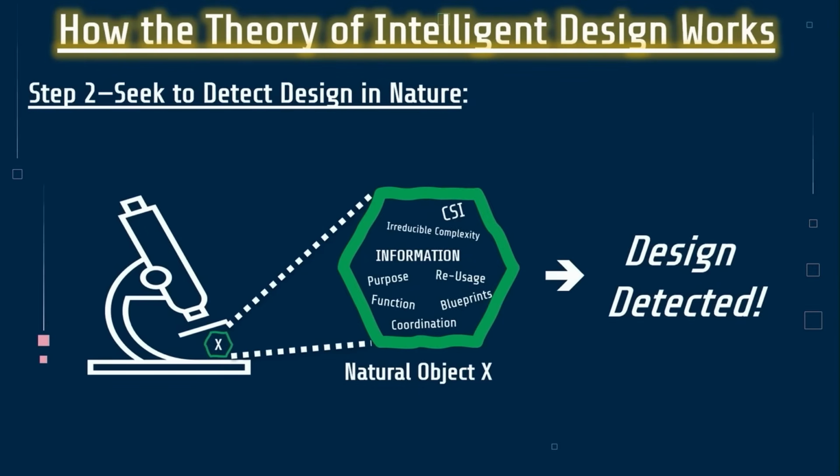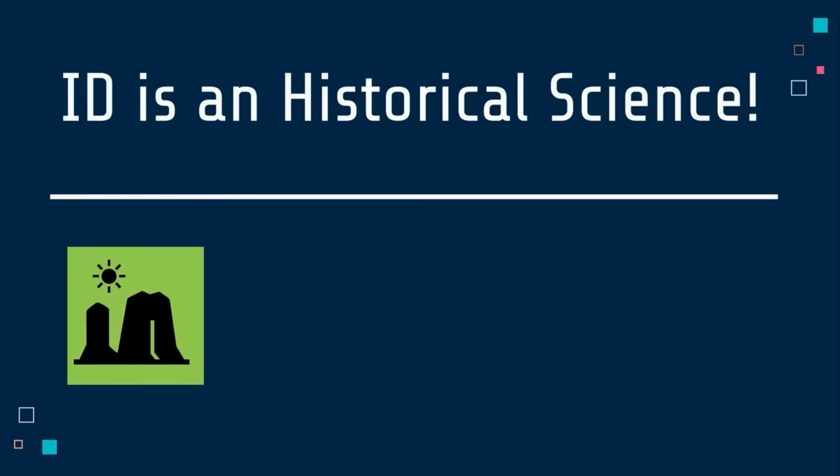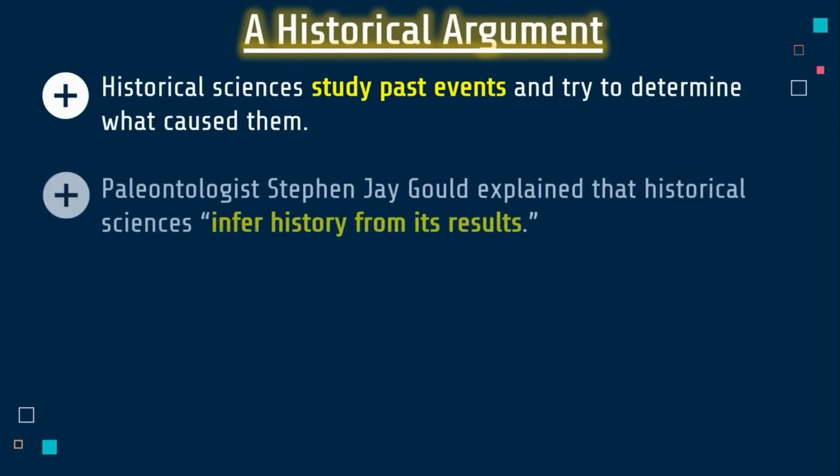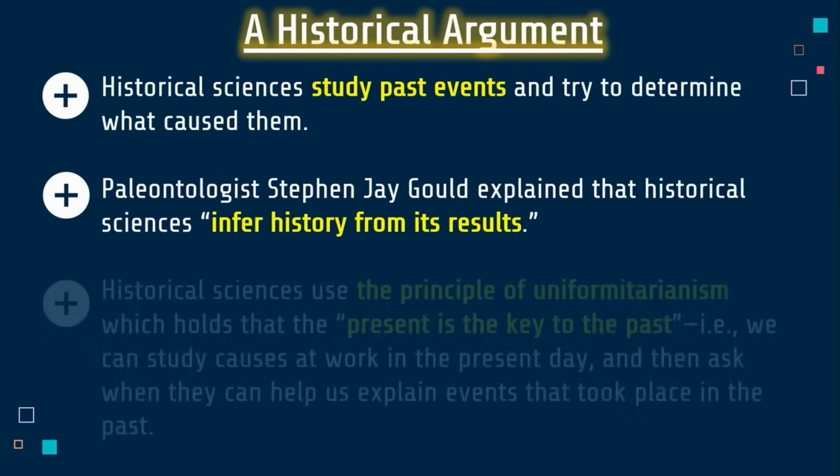So this is a very basic, positive way that we can detect design: by finding in nature the kind of information and complexity which in our experience always comes from intelligence. I mentioned earlier that ID is a historical science. What does that mean, and how can we use science to study events of the past? Well, historical sciences study past events and try to determine what caused them. I like the way that Stephen Jay Gould, the famous paleontologist, put it. He said that historical sciences infer history from its results.